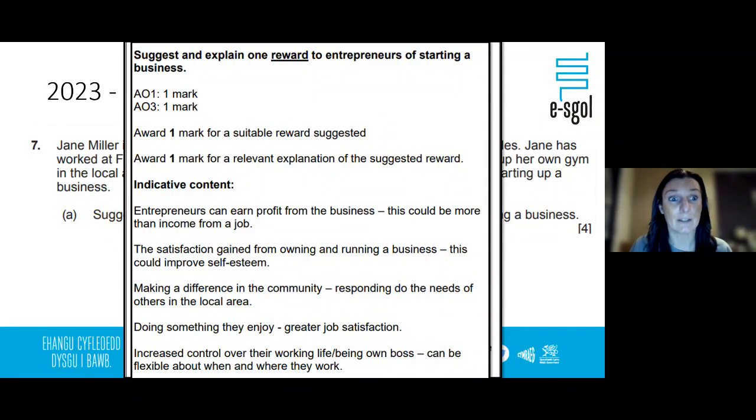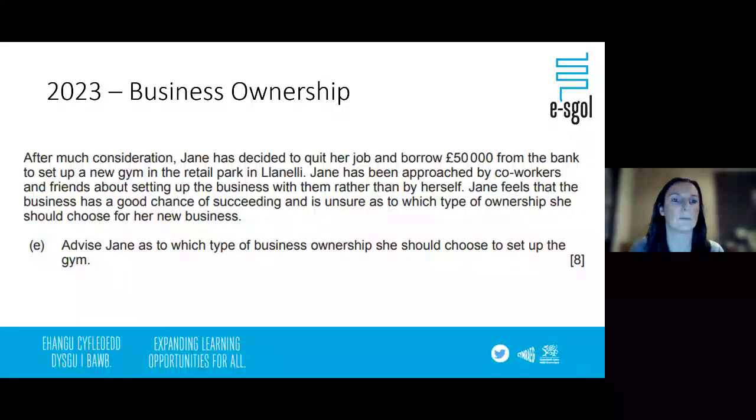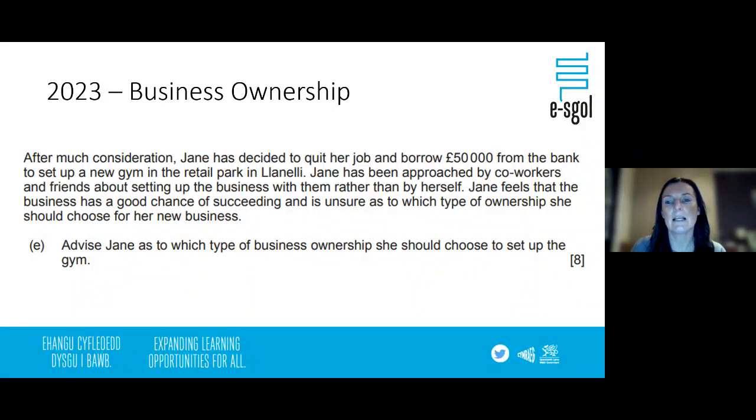Okay, so this is again 2023 and this is looking at business ownership. After much consideration, Jane has decided to quit her job and borrow 50,000 from the bank to set up a new gym from the retail park. Jane has been approached by co-workers and friends about setting up a business with them rather than by herself. Jane feels that the business has a good chance of succeeding and is unsure as to which type of ownership she should choose for her new business. Advise Jane as to which type of business ownership she should choose to set up the gym.